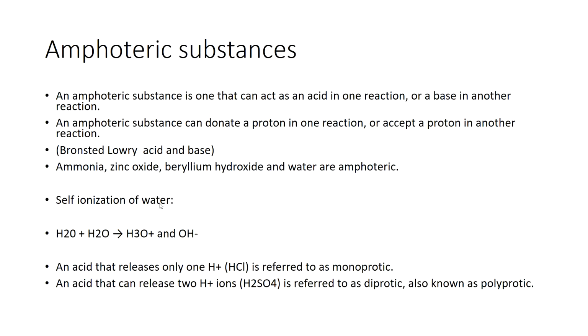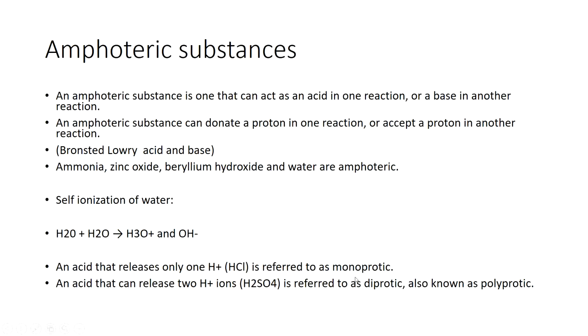And then again, what you need to know is that an acid that releases only one proton, for example hydrochloric acid, is referred to as a monoprotic. So it can be asked, define a monoprotic. You must be able to say that a monoprotic is an acid that releases only one proton. Then you can give us that example. And then an acid that releases two protons, for example H2SO4, sulfuric acid, is referred to as a diprotic.